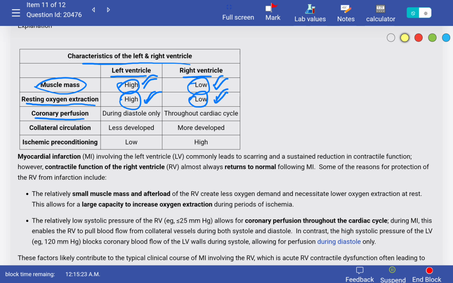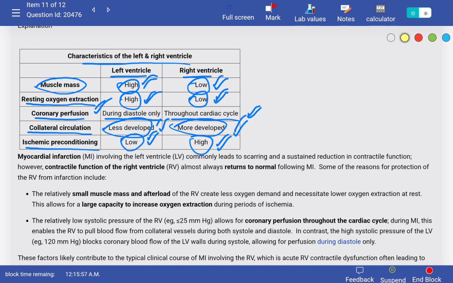Coronary perfusion, that is during diastole only, right? While in the right ventricle, that is through the cardiac cycle, that means during systole and diastole. Collateral circulation is more developed in the case of the right ventricle, that's why that is better, right? While less developed on the left side. Okay, left ventricle ischemic preconditioning, right? Here it is low, while on the right side that would be high.